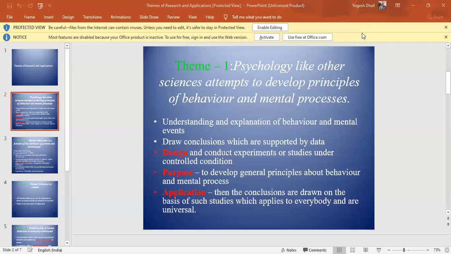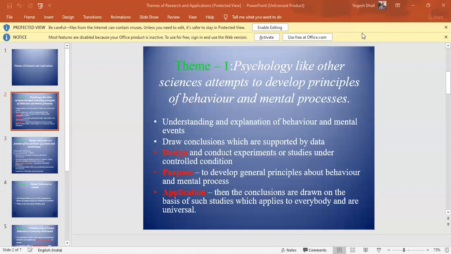First and foremost function of psychology is to develop principles of behavior and mental processes, means to study about behavior and mental processes, to develop theories and facts about behavior and mental processes, means how behavior and mental processes work.